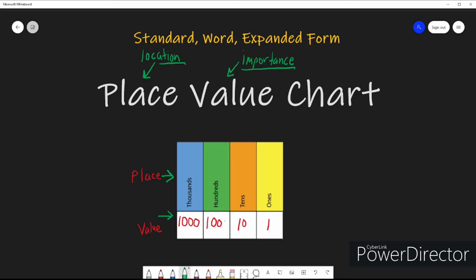A little key and a heads up before we get started: when we get into word and expanded form, think of the place value portion as your word form, where we're back in language arts class, and instead of writing with our numbers, we're now writing with actual letters and creating words out of our numbers. And values are going to be looking more towards our expanded form. We'll get into more details with that.